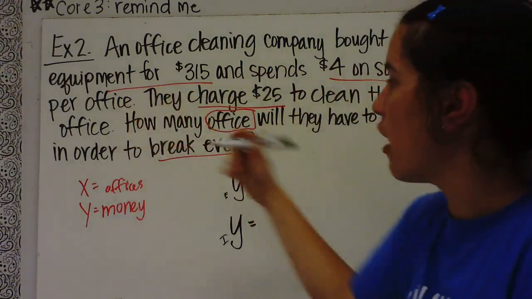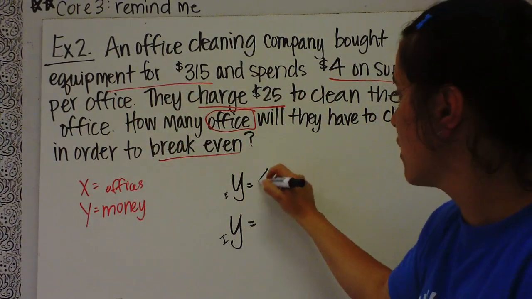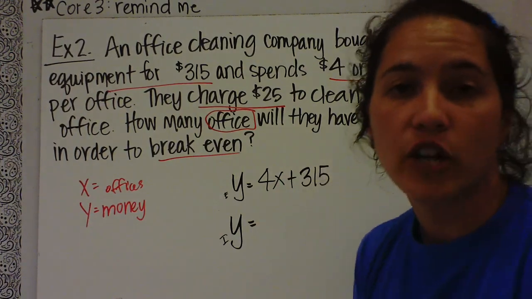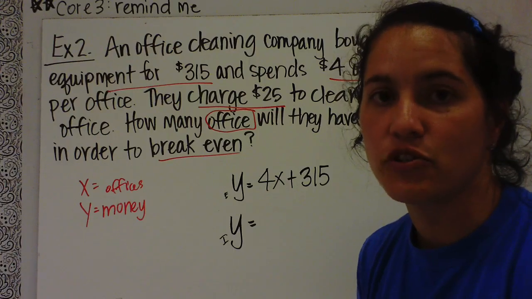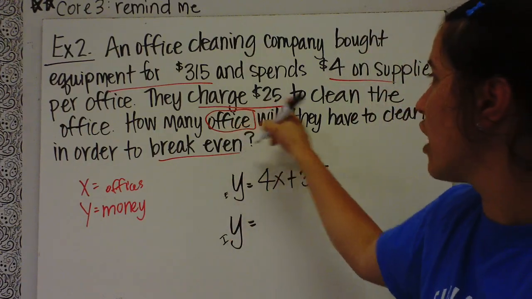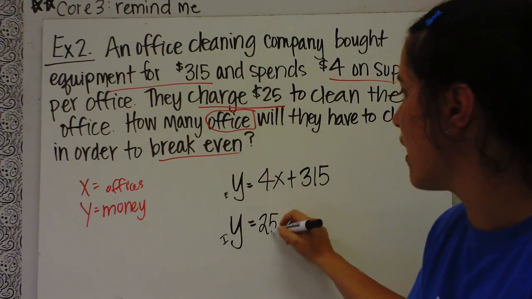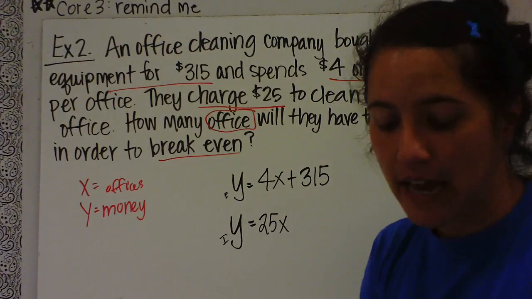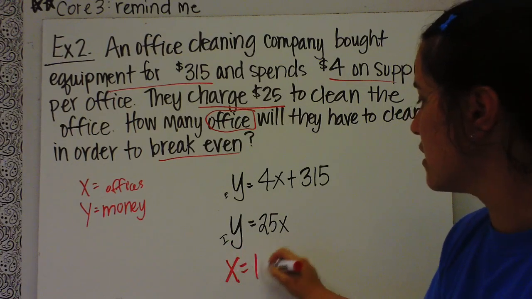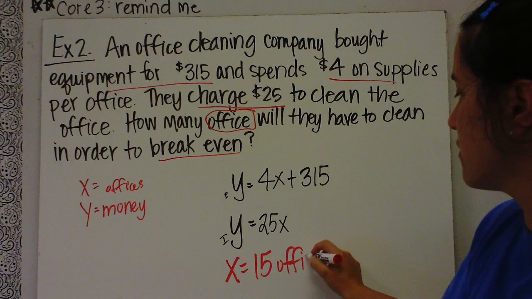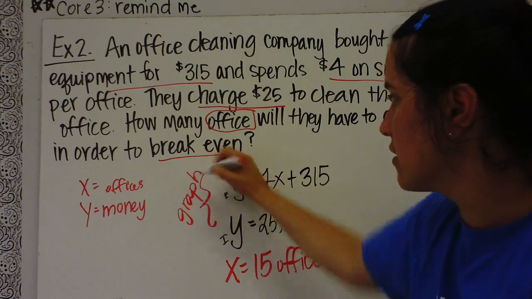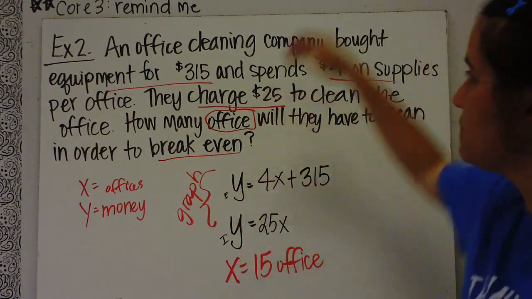So $4 per office, and X is offices. So $4 for every office plus $315 on the equipment. Those are your expenses, or this company's expenses. Now, the income, they charge $25 to clean the office, so 25X. And again, you would type these into Y1, Y2, and you would solve, and X is 15 offices. So you would graph these in your calculator and find the intersection.